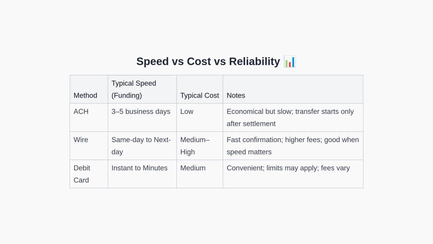This table summarizes funding options. ACH typically requires 3 to 5 business days to fund, with low cost. Wire transfers are faster, usually same day to next day, with medium to high fees. Debit cards can be instant to a few minutes with medium fees and potential limits. Choose based on the value of speed versus cost for your situation.